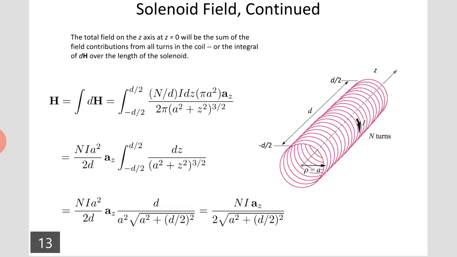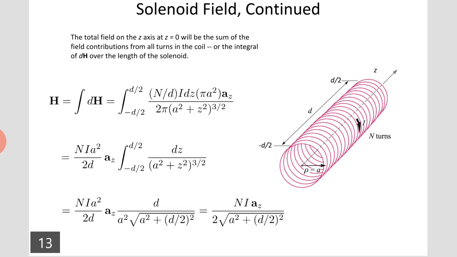So n by d I dz pi a square az divided by 2 pi times (a square plus z square) raised to 3 by 2. This can be simplified to n I a square divided by 2d az, integrated over limits minus d by 2 to d by 2, of dz divided by (a square plus z square) raised to 3 by 2.